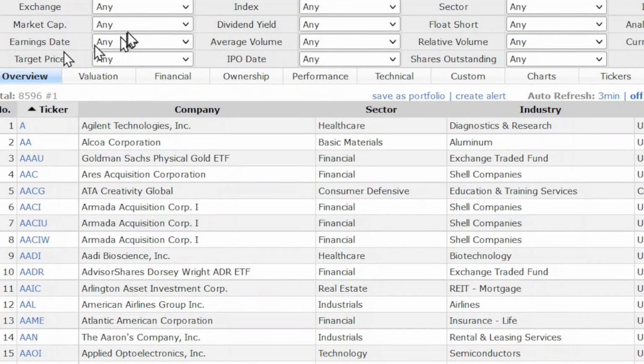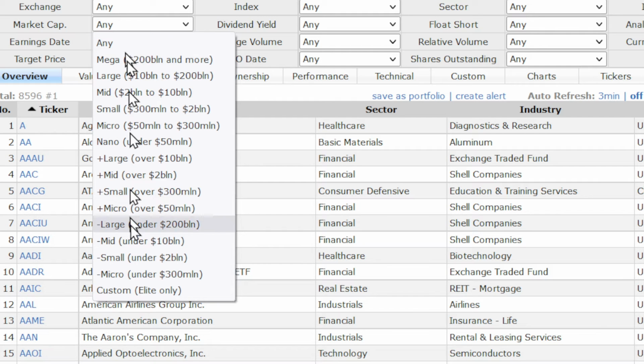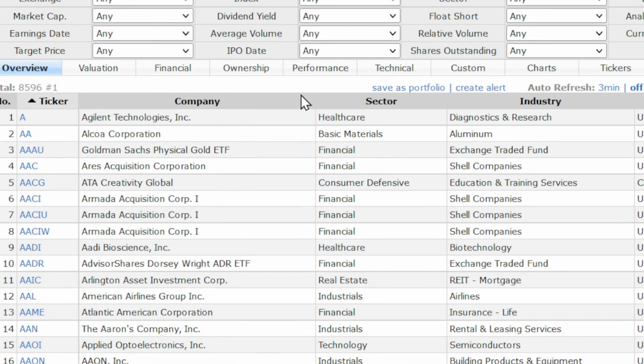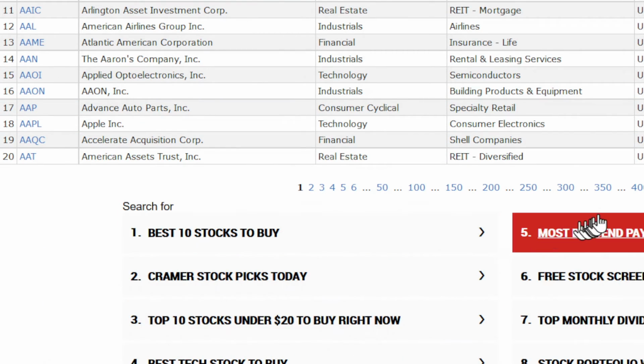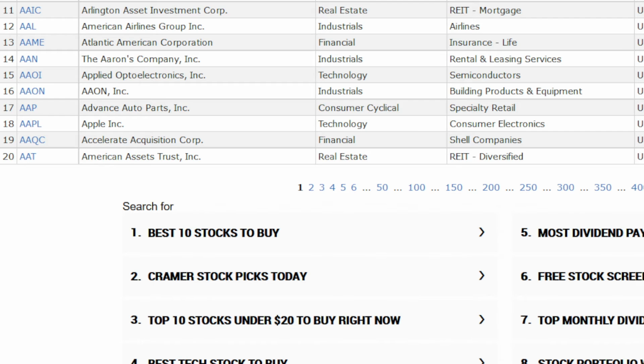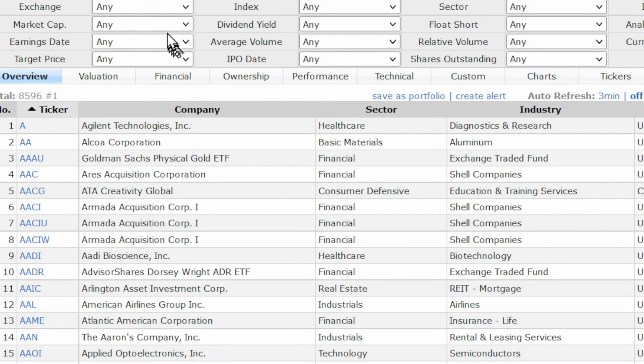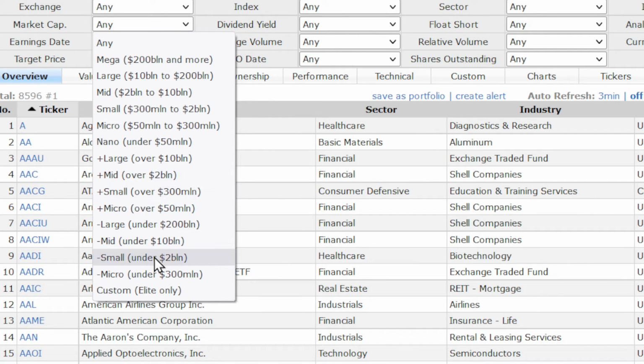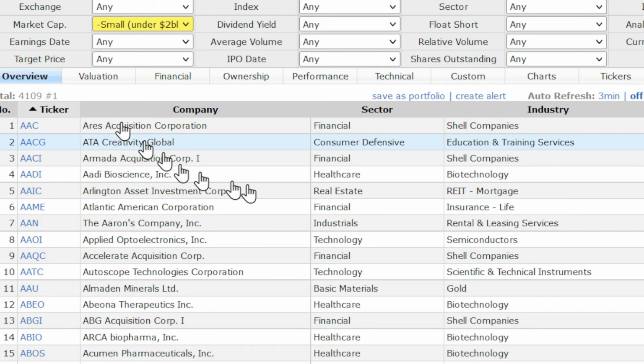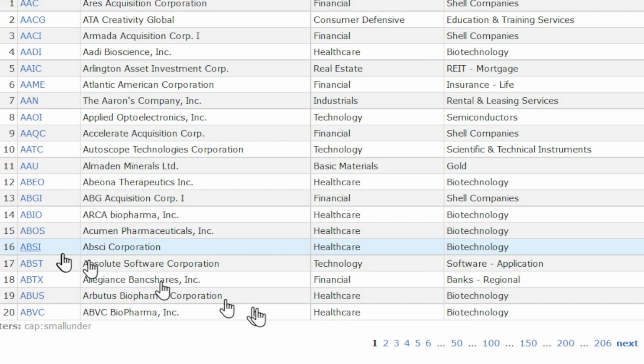Before we pick market cap, right now there's no filter, so everything shows up from mega to micro. If we scroll down, we see that there's like 400 something pages. So let's go ahead and pick market cap of small, which is under 2 billion. And that updates, and now we're down to like 206 pages.